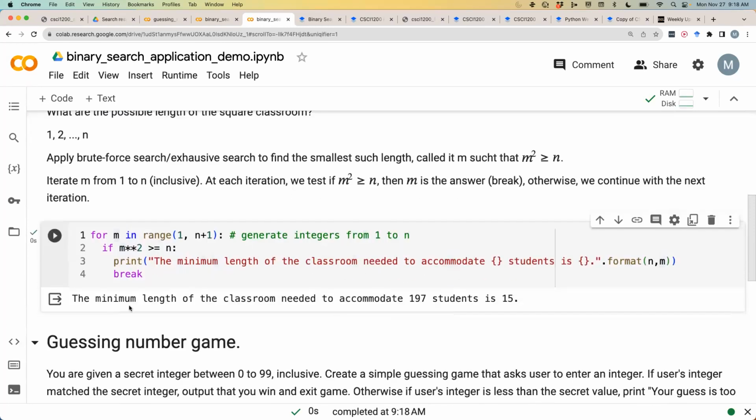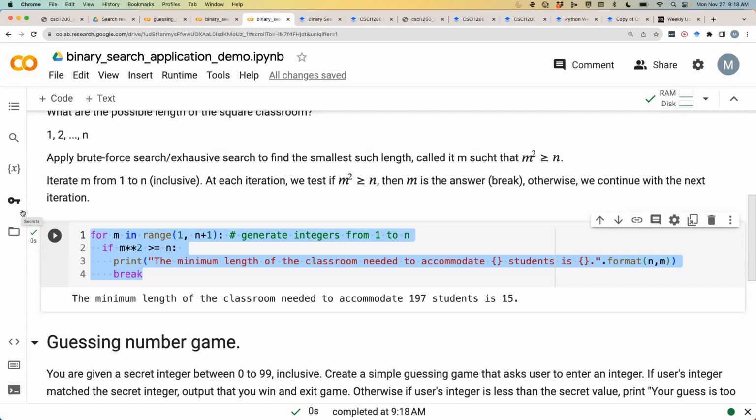So it says that the minimum length of the classroom needed to accommodate this number of students will be 15, just like what we have seen before when I do the math square root. In the phone exam, of course, you do it by hand. You start with 1 is not working, 2 is not working, 3, and so on. So you give an idea to the interviewer that you have a strategy, even though you don't have a math library with you, what you need to do to come up with the answer.